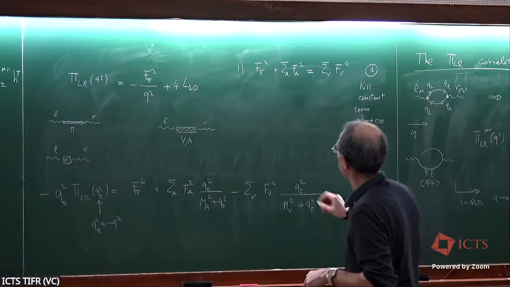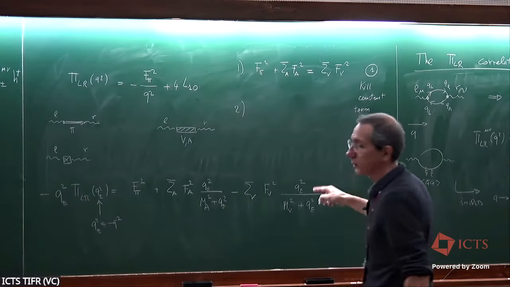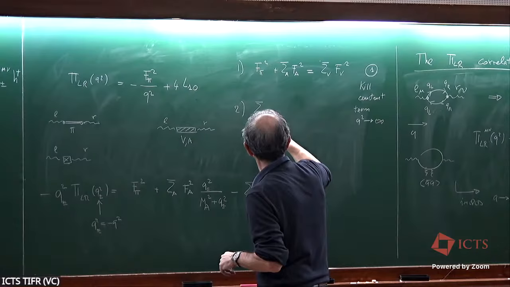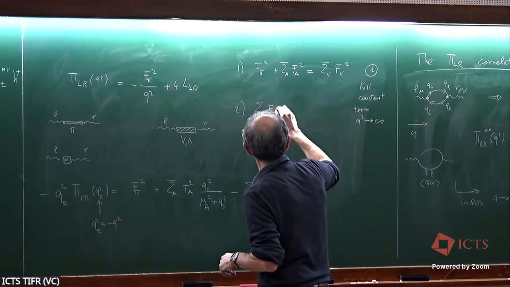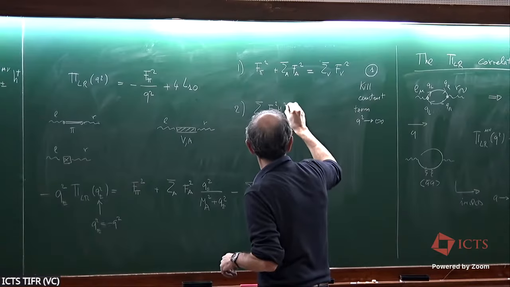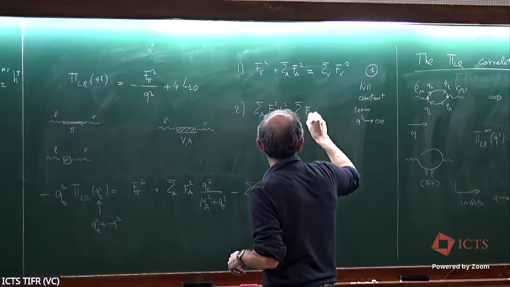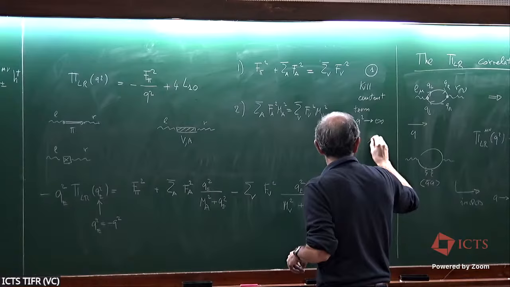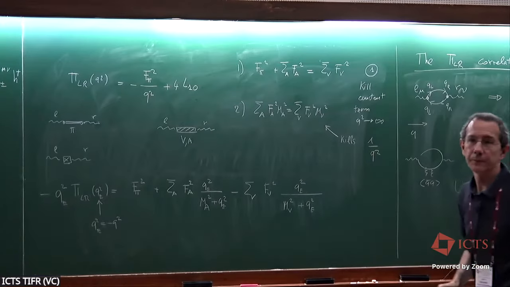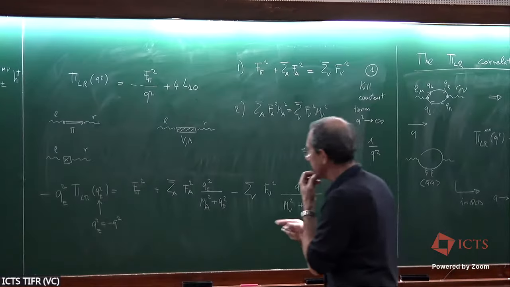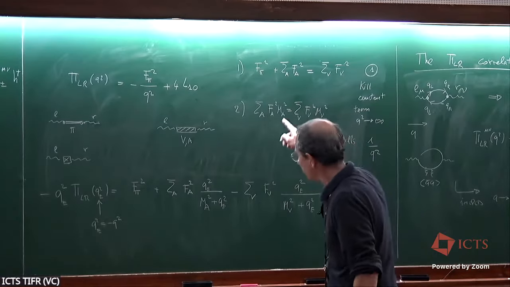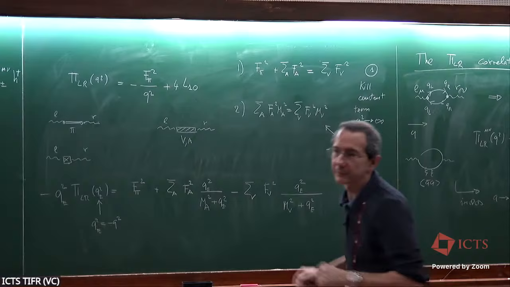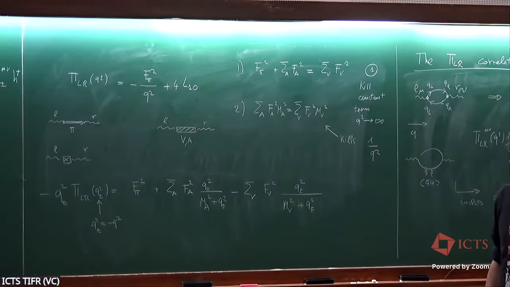But you can even do more. You can even kill the 1 over Q squared term, now putting another sum rule. You see, because once you have implemented the first sum rule, then it goes like 1 over Q squared, and the coefficient of 1 over Q squared comes from here. Okay, it should be easy to check.